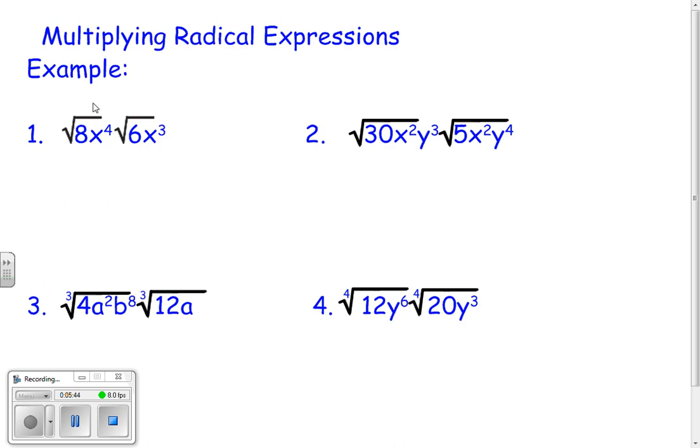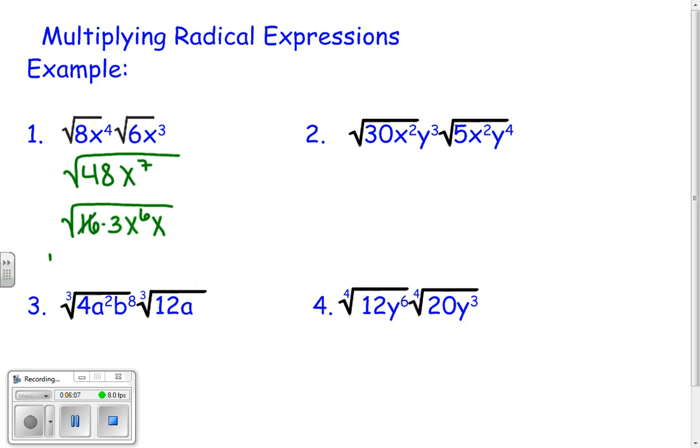Then they're going to ask you to put both concepts together. So in these, you're going to multiply and then simplify. For the first one, when we multiply 8 times 6 is 48, x to the fourth times x to the third is x to the seventh. Using your list of perfect squares, you find that 48 can be 16 times 3. Make your x to the seventh an x to the sixth, and then x.